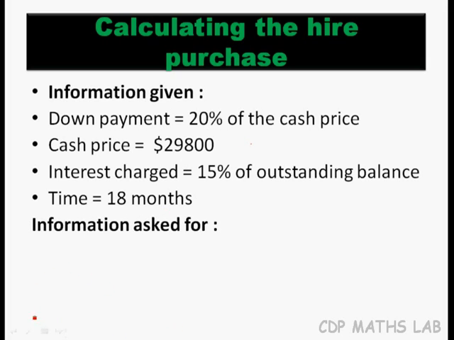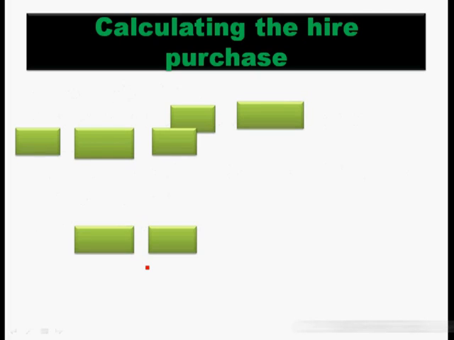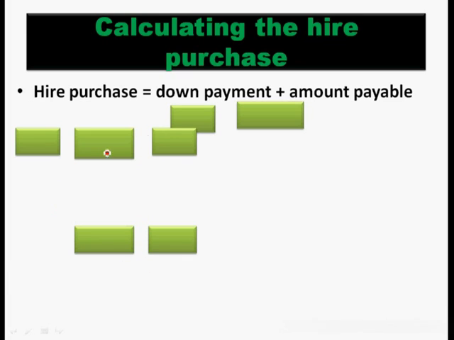Now the information asked for was the hire purchase. So I guess your question is how are we going to use all this information to find the hire purchase. So now I want you to listen, pay attention, and learn. Okay. So once again, the hire purchase formula is what? Down payment plus amount payable.